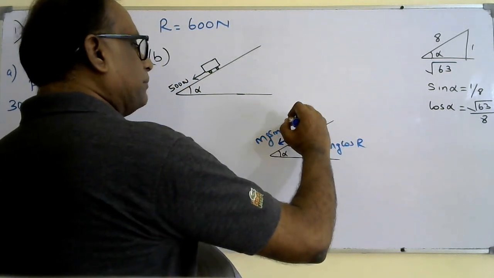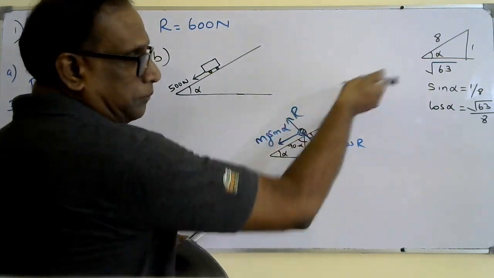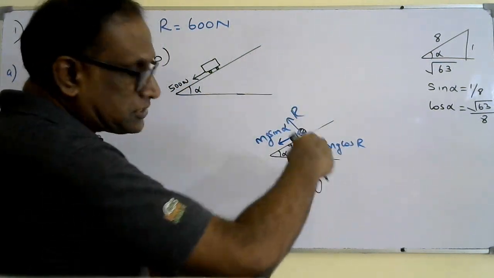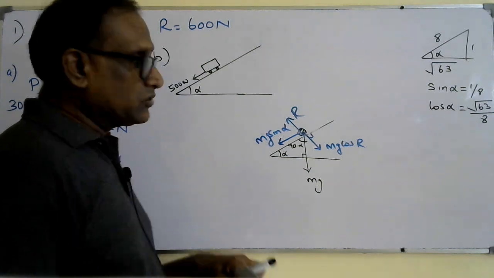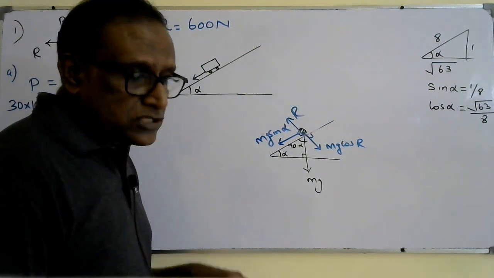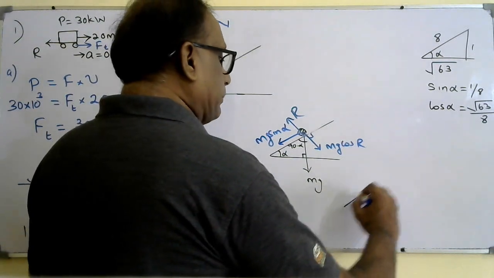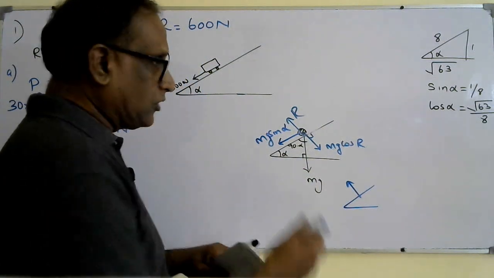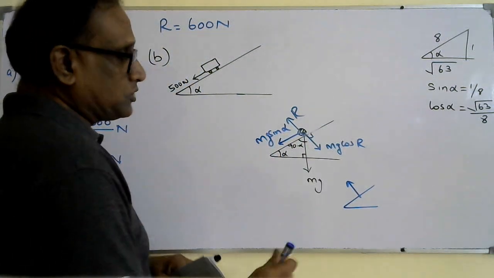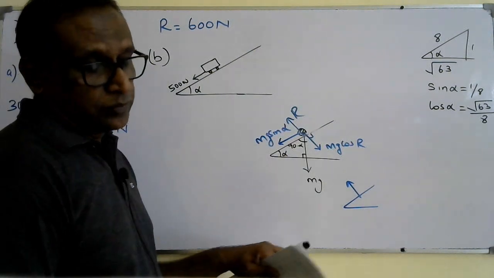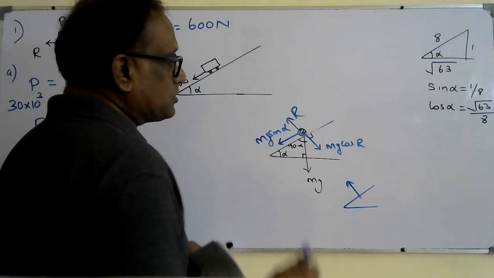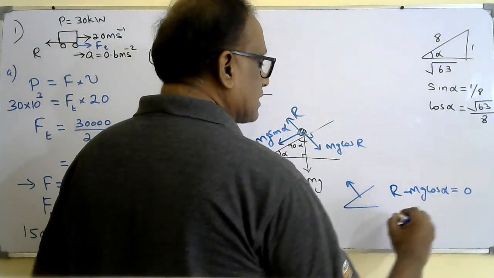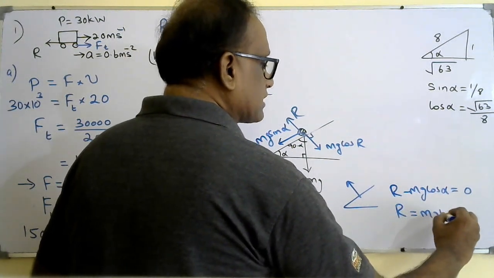So the normal reaction will be in this direction. When the truck or whatever the particle moves along the slope, up or down, perpendicular to the slope there is no acceleration. So perpendicular to the slope, the resultant force must be equal to 0. We consider perpendicular to the slope, there is no acceleration because the particle is moving along the slope, so there is no motion perpendicular to the slope. According to Newton's first law, there is no resultant force. So R minus mg cos alpha must be equal to 0. That means R, the normal reaction, is equal to mg cos alpha.